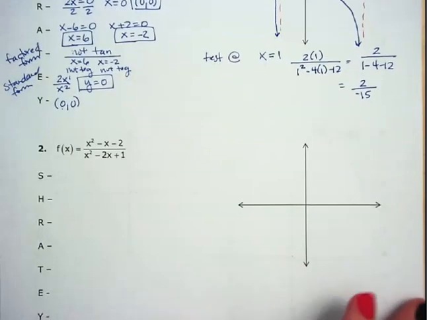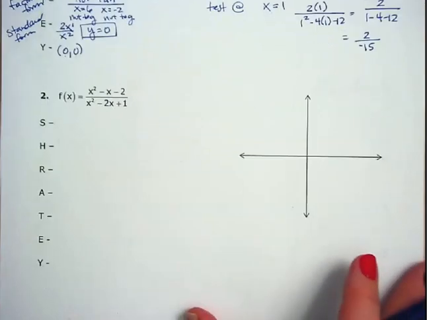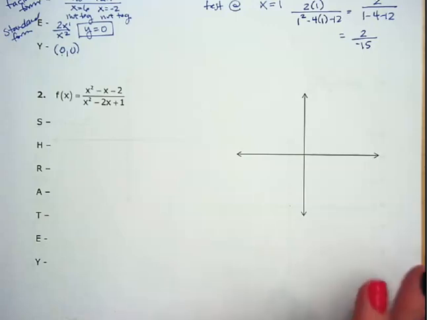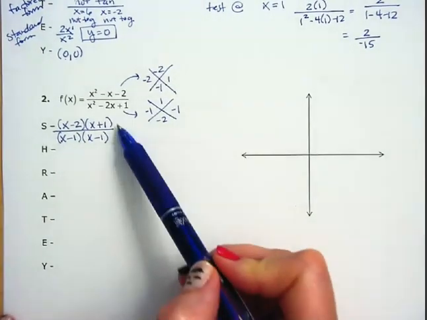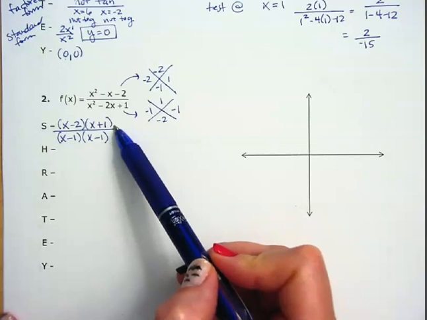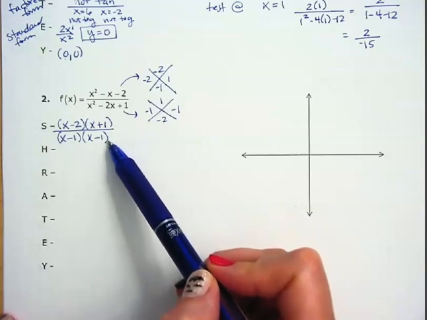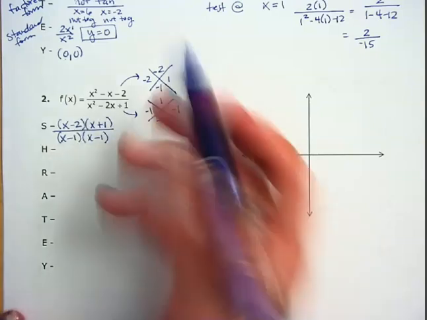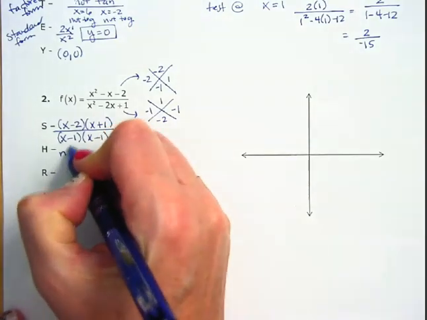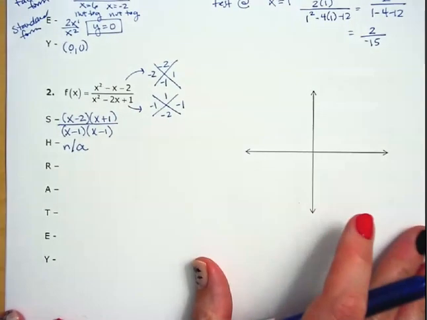All right, on this next problem, we have to factor both the numerator and the denominator. So I want you to pause your video and do that now and then come back. Okay, so here are my factored forms. In the numerator, x minus 2 times x plus 1, and in the denominator, x minus 1 times x minus 1. None of these factors in the top and bottom cancel. That means no holes are created, so we don't have to talk about that right now.